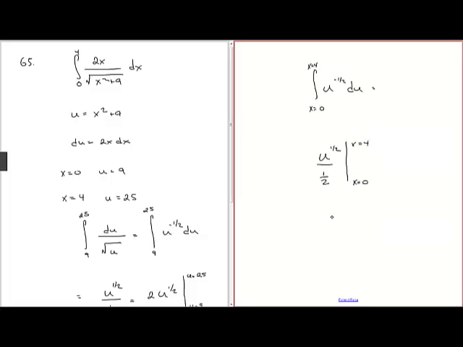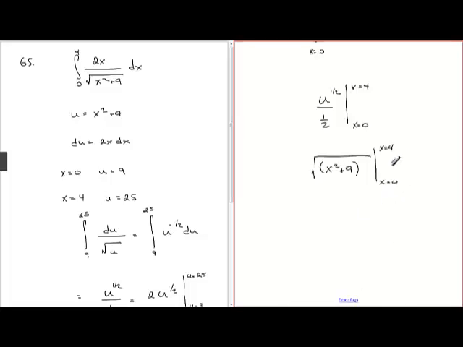So then we substitute back in for u. u is x squared plus 9, so that becomes the square root of x squared plus 9. And dividing by 1/2 is multiplying by 2. And we evaluate that between x equals 0 and x equals 4. So we haven't changed our limits at all. We just kept those steady while we go through here.